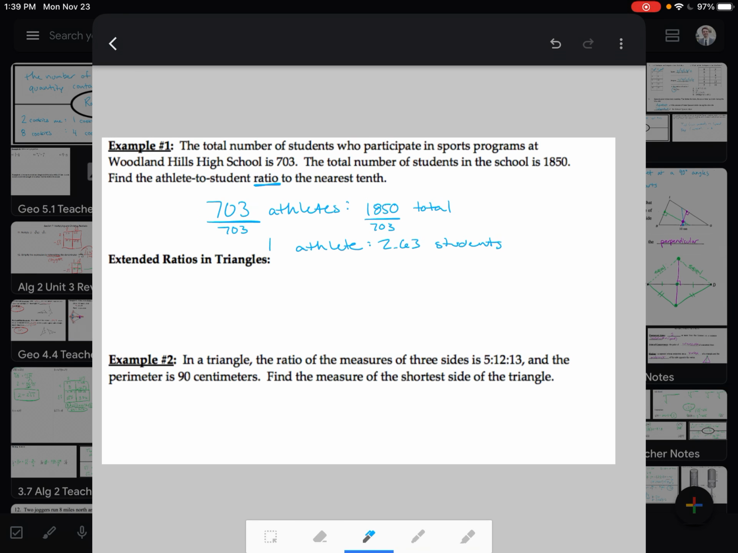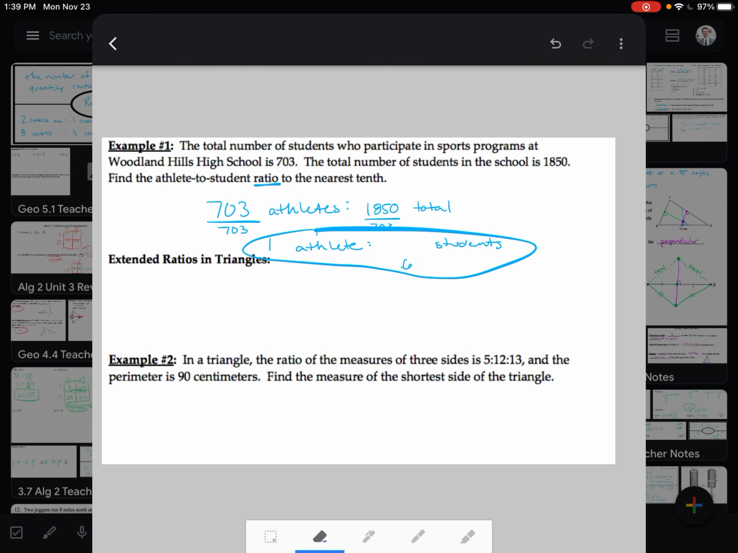So 1 athlete to every 2.6 total students. And they said round it to the nearest tenth, so let's change this to just 2.6. Okay? And then now we can take this and apply it to some geometry. So that's the full answer for question number 1 right here.